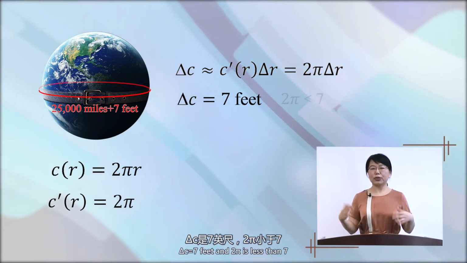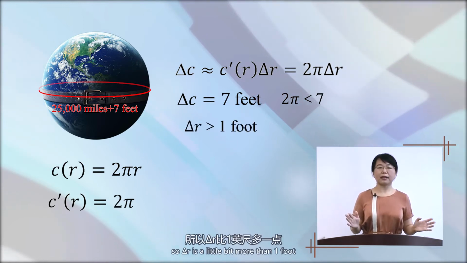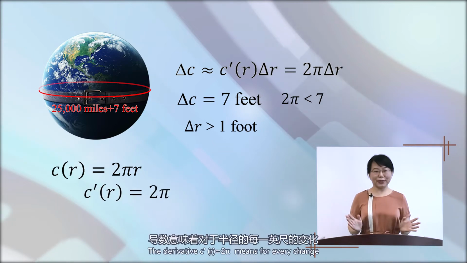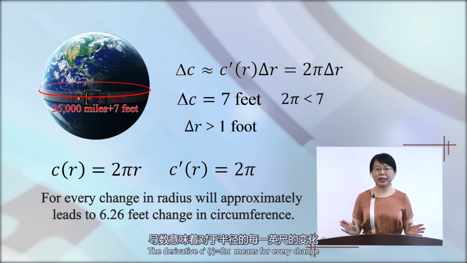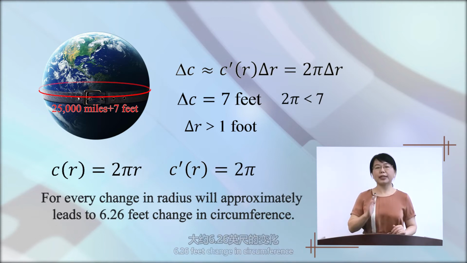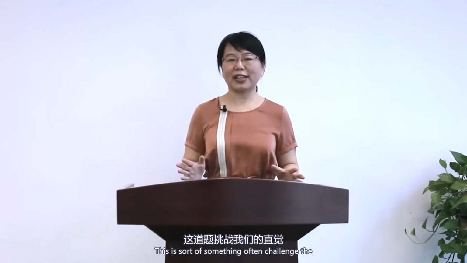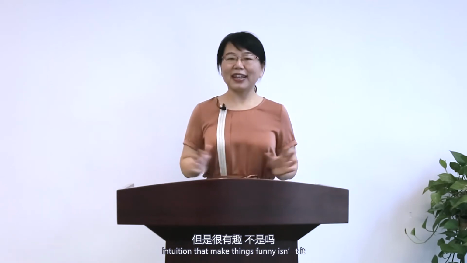On the other hand, 2 pi is less than 7, so delta r is a little bit more than 1 foot. The derivative c prime r is 2 pi, means for every change in radius will approximately lead to 6.28 feet change in circumference. This is sort of something that often challenges the intuition. That makes things funny, isn't it?